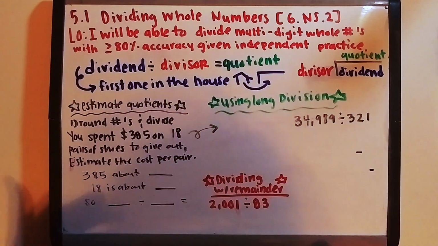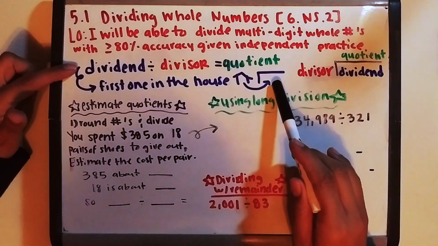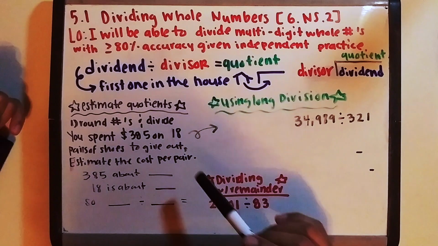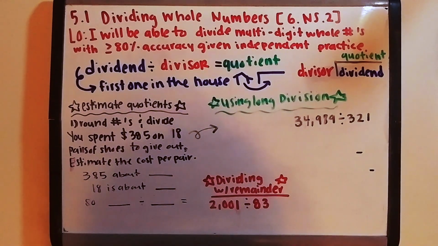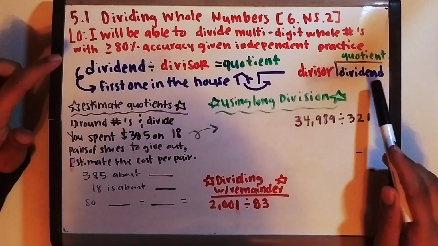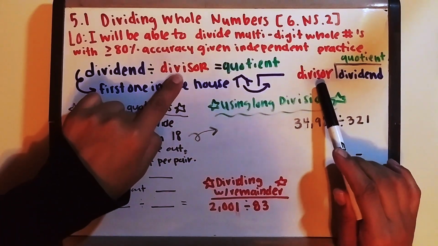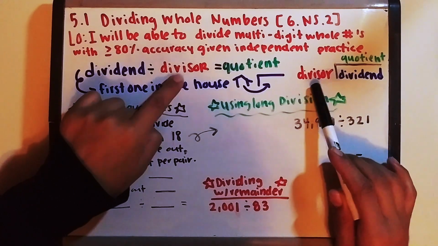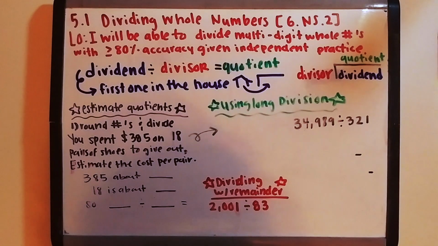You have to know that the dividend is a number that you are dividing, so that's a number inside the house. So if you say first one inside the house, or first one in the house, that will help you to remember when you divide, what number goes inside the house. So the dividend goes inside the house, and then your divisor is the number that you are dividing the dividend by, and then your quotient is your answer. Okay, so you have to know that the quotient is the answer to a division problem.